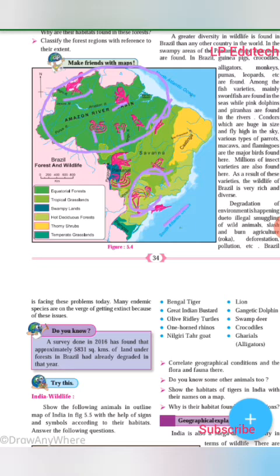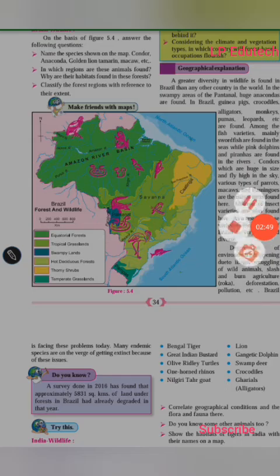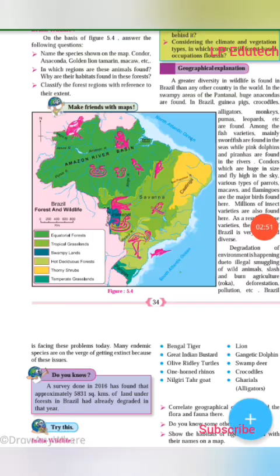Now second, in which region are these animals found? Why are their habitats found in these forests? Now have a look at the region. Just go to the index page, the index page of the same figure. Through the index page it will be easy to categorize. Number one part, equatorial forest.